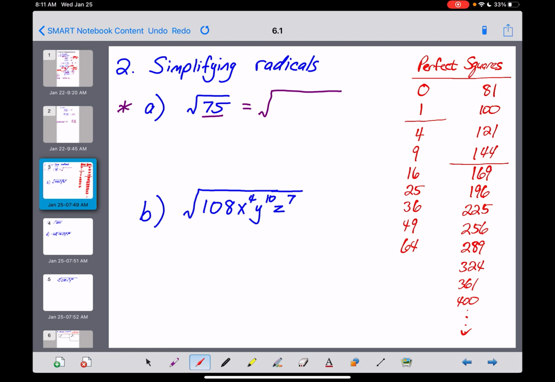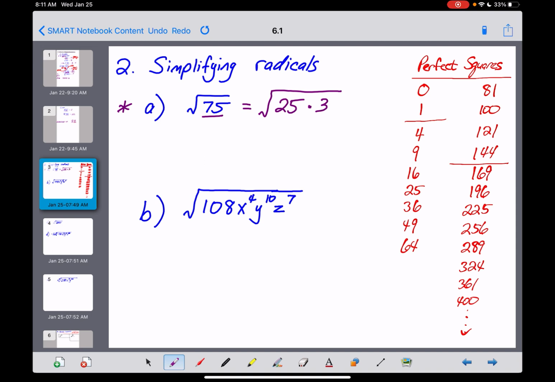So, back to the problem at hand, we're looking for a perfect square over here on the right that divides evenly into 75. And this one's pretty easy to see, guys. 75 is divisible by 25. So I'm going to split the 75 up into 25 times 3, because 75 divided by 25 is 3.